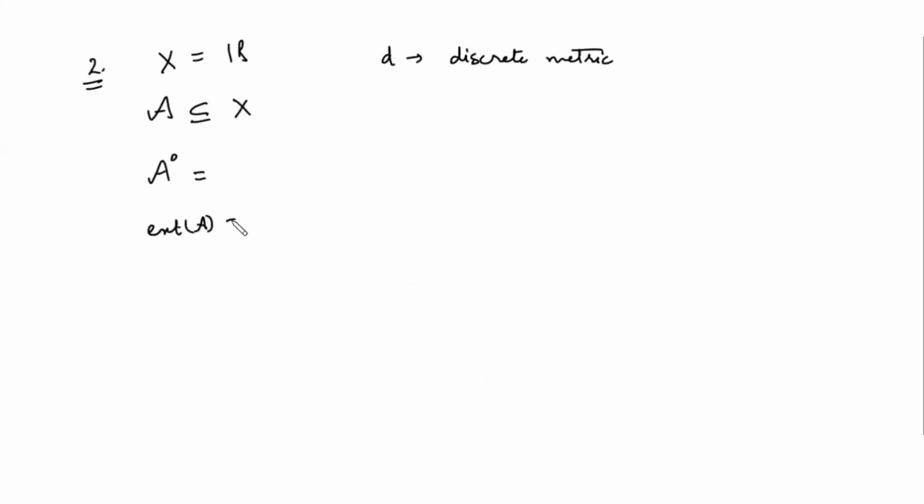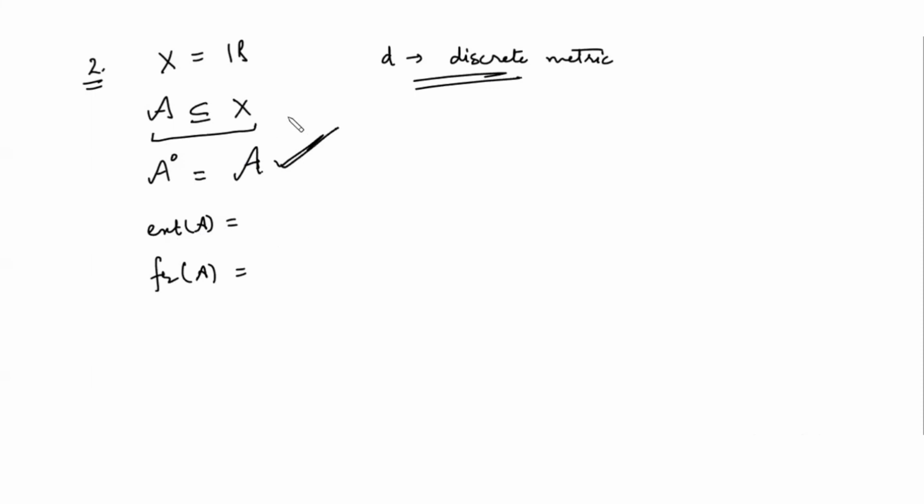Now just see one more example. Let's suppose I'm taking X to be R, D to be the discrete metric, and A any subset of X. Then what will be the interior of A? A itself, very good. Because in the case of the discrete metric, every subset is open as well as closed. So they should be equal to this.